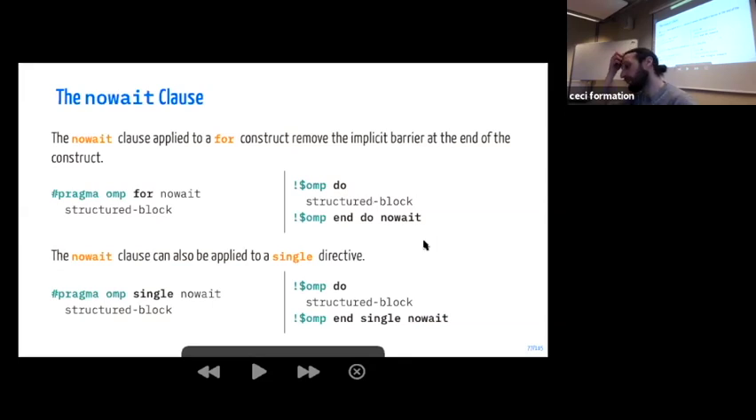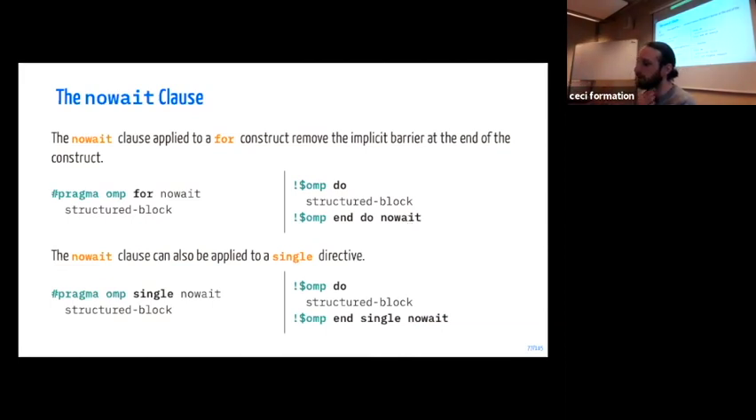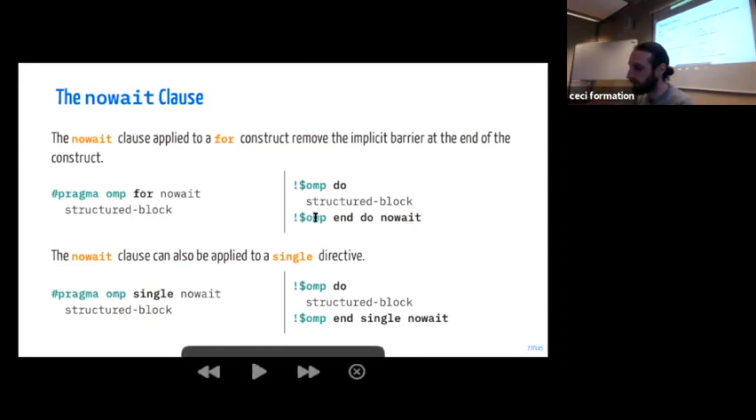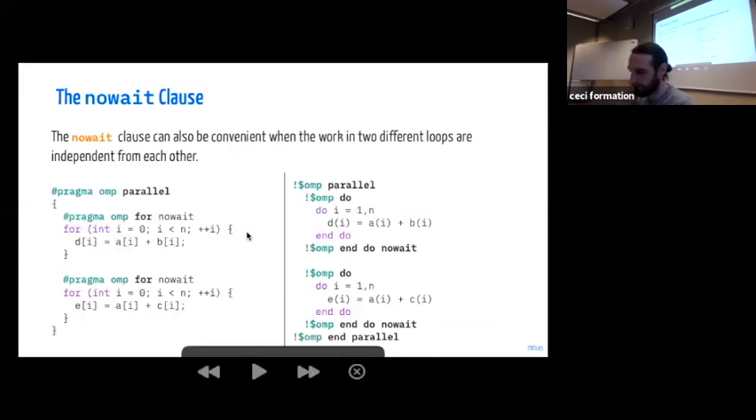It makes sense because you say at the end of this, this is where the nowait is important in this case. You do not have the curly braces that define the block in Fortran. So basically, you have to define the end of the do directive, and it makes sense to put the nowait there because this is where the barrier is.